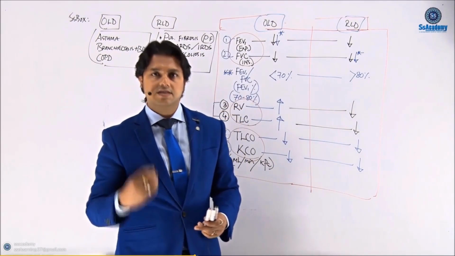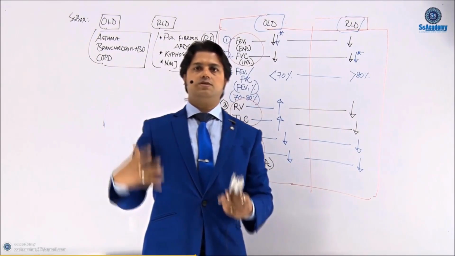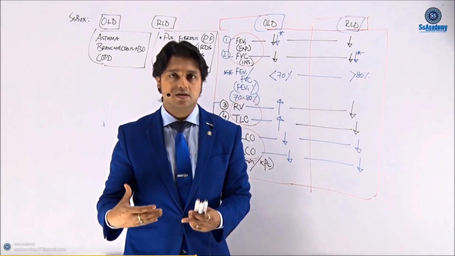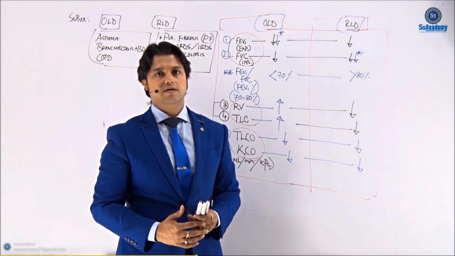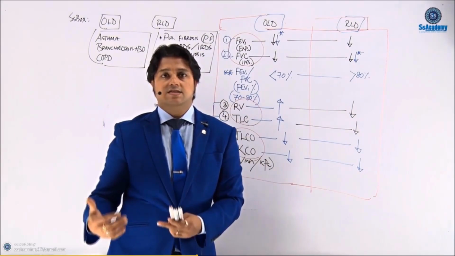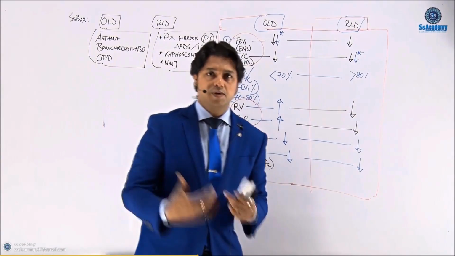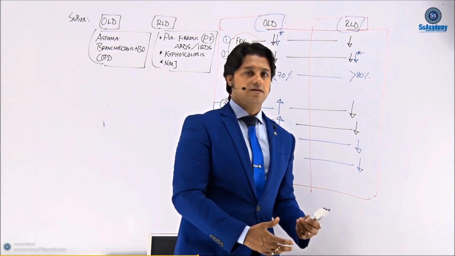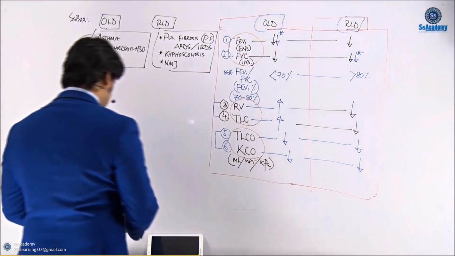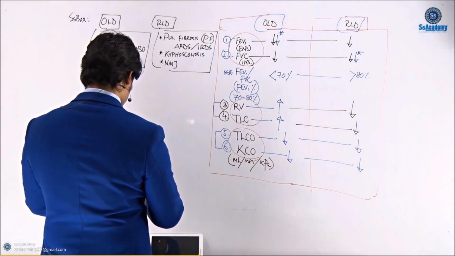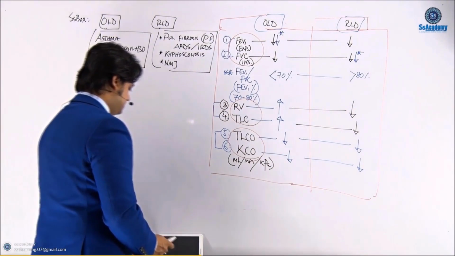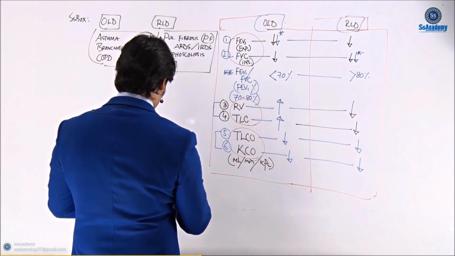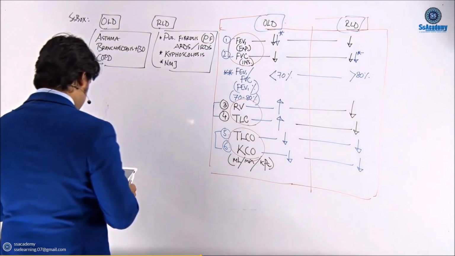Second group test, that is residual volume, has increased in obstructive and total lung capacity increased. In contrast, in RLD it is reduced. And gas transfer is once again TLCO and KCO, both will be reduced in both cases. All right. We'll discuss a little bit more about the KCO and total lung gas exchange.